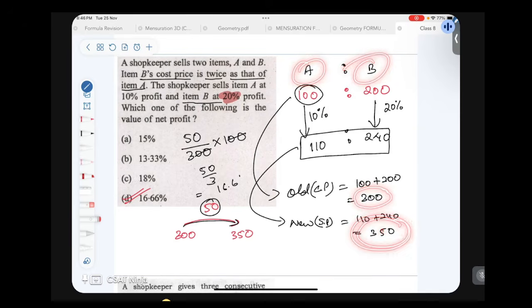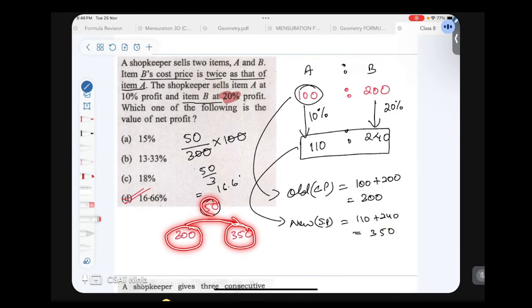So how much is the increase? From 300 to 350, there is an increase of 50 rupees. But remember, I'm comparing it with this one, 300, because this is the cost price. So from this one to this one is what we are doing. Which means we are comparing this, so this should be in your denominator.